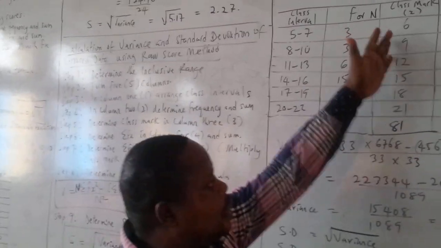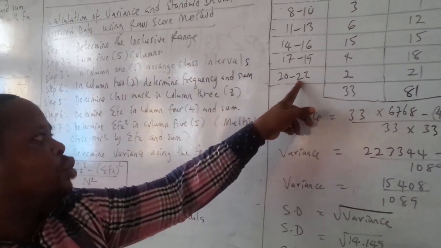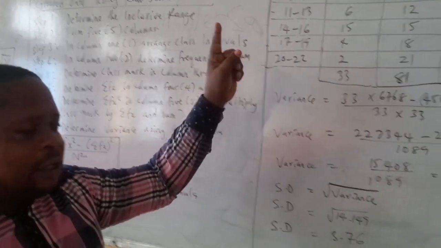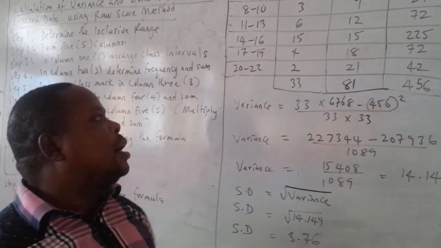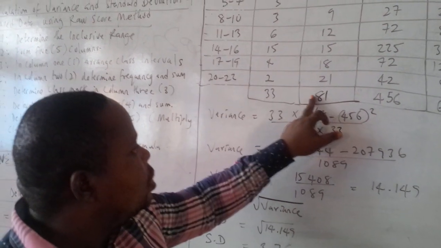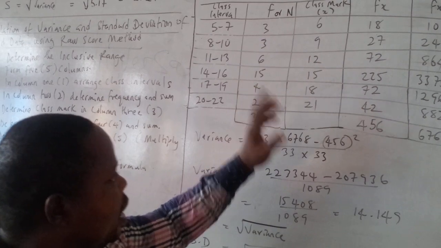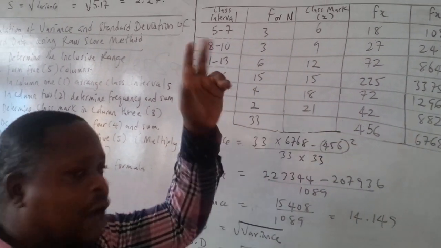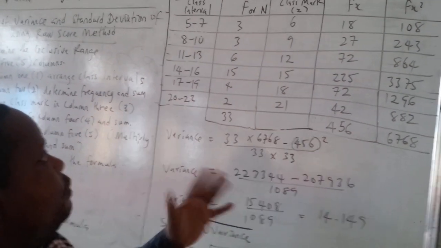So these are the class marks. Here, for instance, you have 20 plus 22, which is 42, divided by 2 will give you 21. That's how to obtain the class mark. Okay? The class mark need not be added together, and the sum of it does not have any relevance for calculating variance and standard deviation.